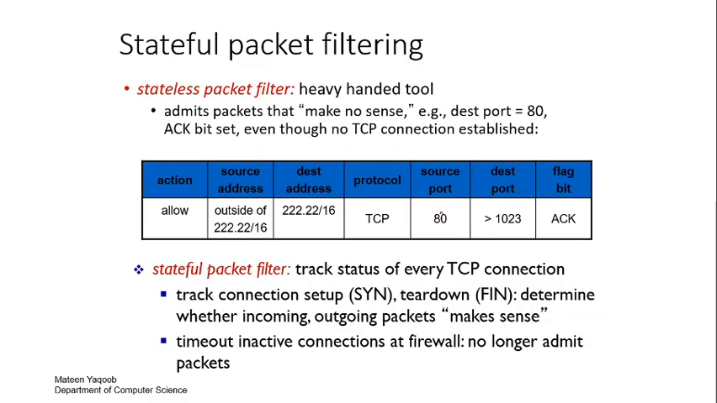In stateless packet filtering, we have seen that it is a heavy-handed tool, because it admits packets which make no sense as well. For example, if your destination port is 80 and the acknowledgement bit is set, even though no TCP connection has been established, your packets will be admitted. So you are using too much complexity, because you are applying two types of policies for incoming and outgoing packets.